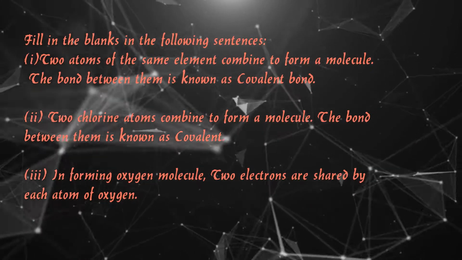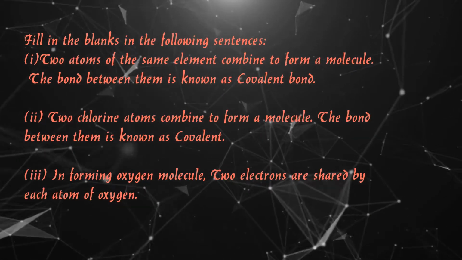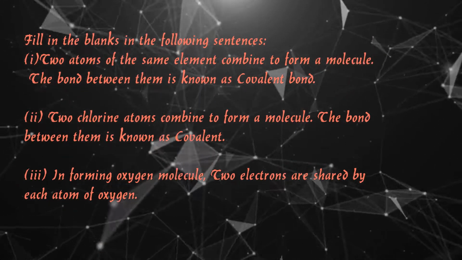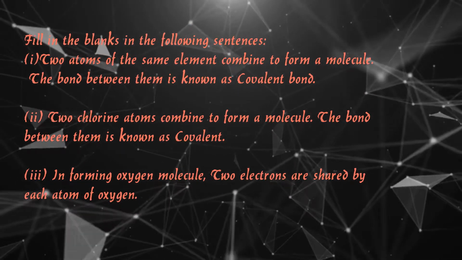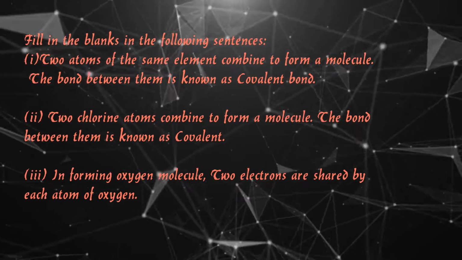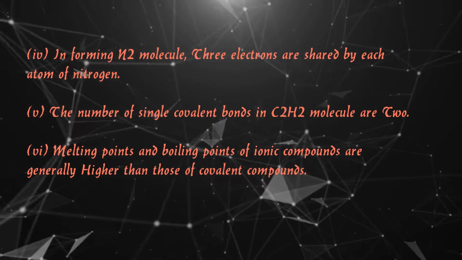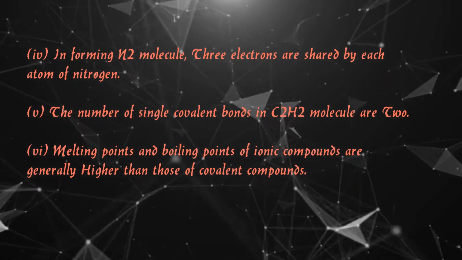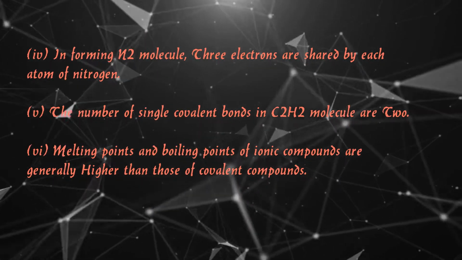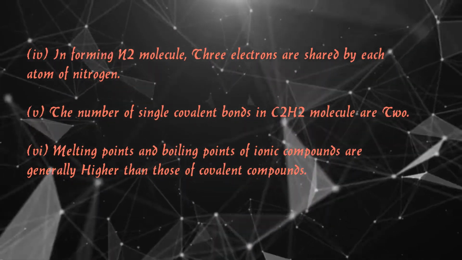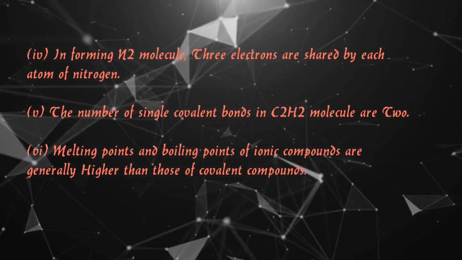Fill in the blanks in the following sentences. 1. Two atoms of the same element combined to form a molecule. The bond between them is known as covalent bond. 2. Two chlorine atoms combine to form a molecule. The bond between them is known as covalent. 3. In forming an oxygen molecule, two electrons are shared by each atom of oxygen. 4. In forming an N2 molecule, three electrons are shared by each atom of nitrogen. 5. The number of single covalent bonds in the C2H2 molecule is 2. 6. Melting points and boiling points of ionic compounds are generally higher than those of covalent compounds.